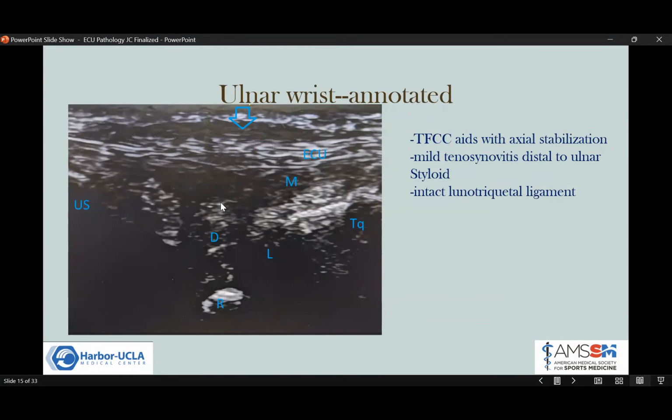I see the articular disc with a possible ulnar styloid tear, the radius, the lunate, the meniscal homolog labeled in M, and then the lunotriquetral ligament between the lunate and triquetrum. The TFCC normally plays a role with axial stabilization. There's a lot of stress to this general area with any sort of pronation, supination.